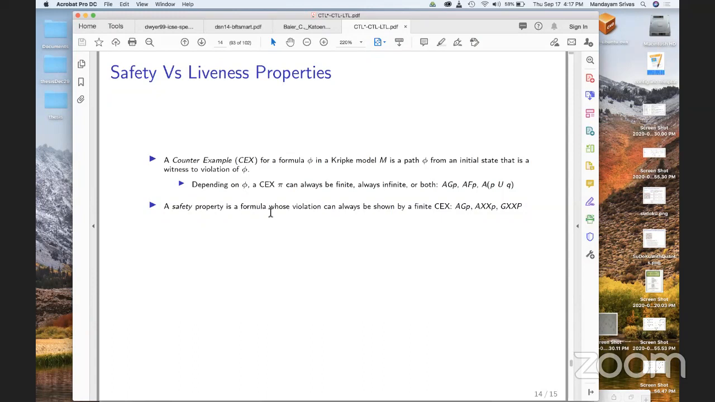A safety property is a formula whose violation can always be shown by a finite counterexample. So these are some of those kinds of formulas.